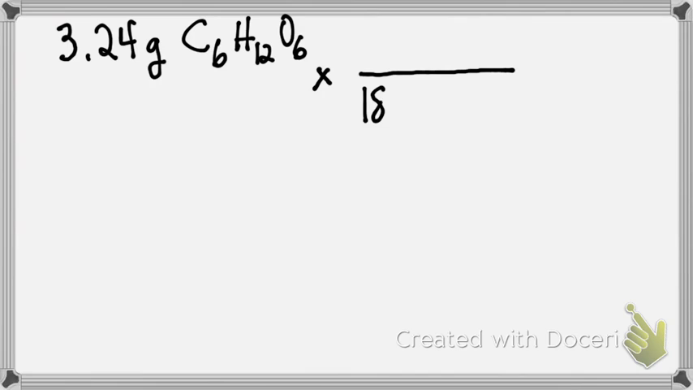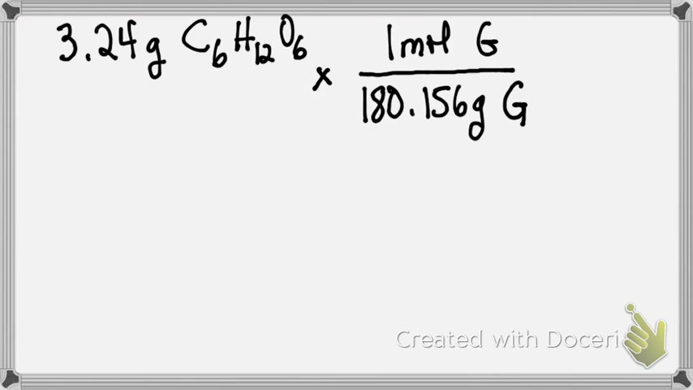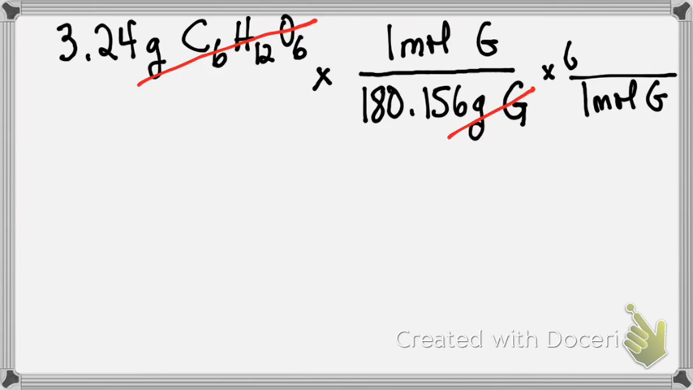We know that there are 180.156 grams of glucose. I'm just going to abbreviate that with a capital G in 1 mole of glucose. So grams of glucose cancels. We also know that a mole of any substance, including glucose, is equal to an Avogadro's number of particles. In this case, our particles are molecules. And now moles of glucose cancel.